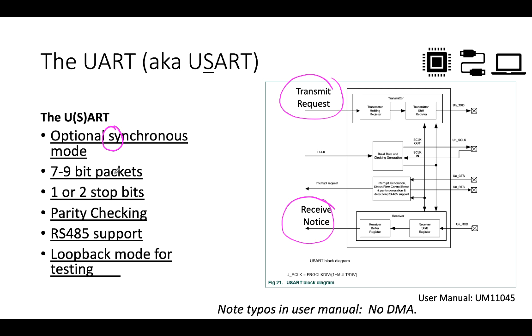So actually the data, the meat and potatoes of what's going on inside of the messages, can be between 7 and 8 bits long. You can control whether or not there's 1 or 2 stop bits. So these are bits that are sent at the end to say, we're done. There can be a simplified method of error checking to make sure that the packets aren't bad. There's support for a simple networking interface called RS485, and there's a testing method built in called loopback testing.